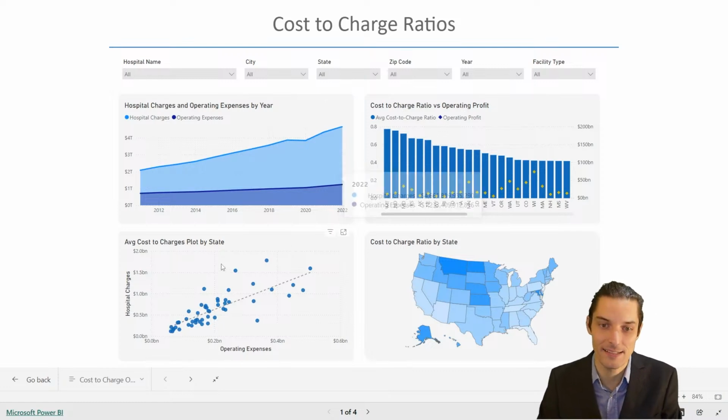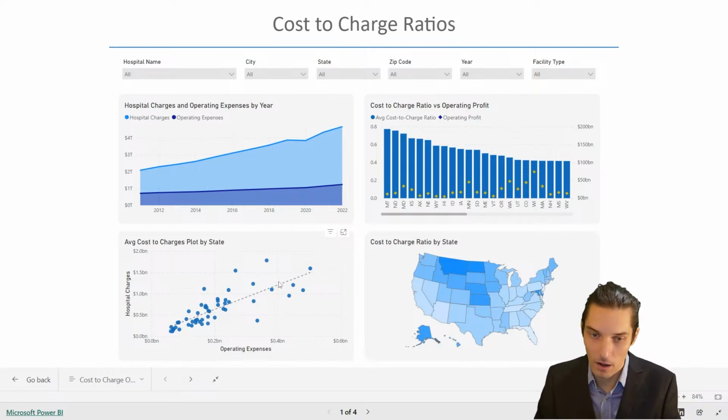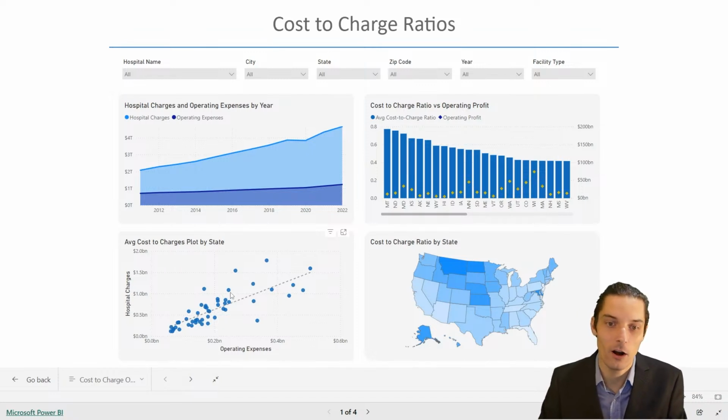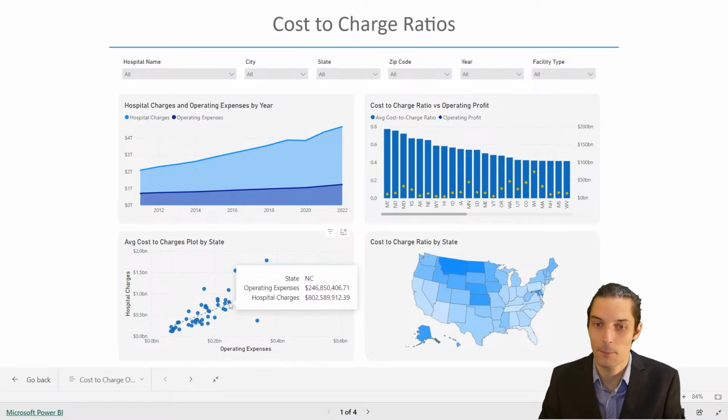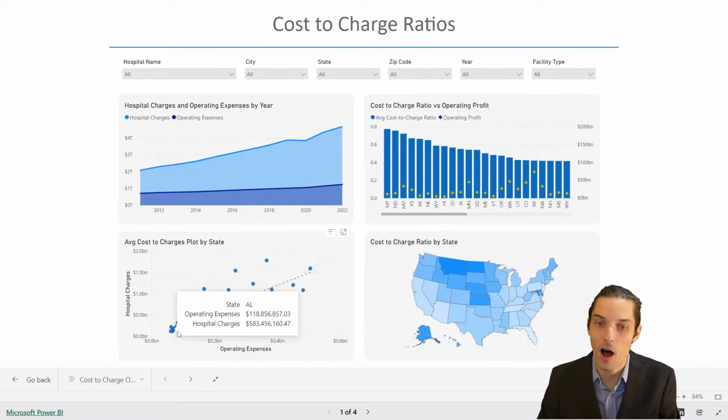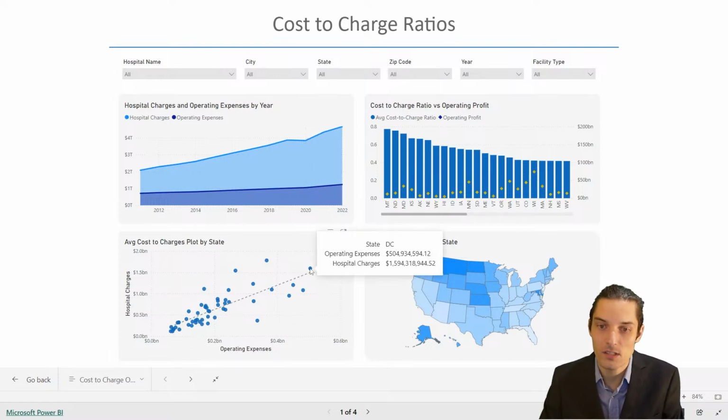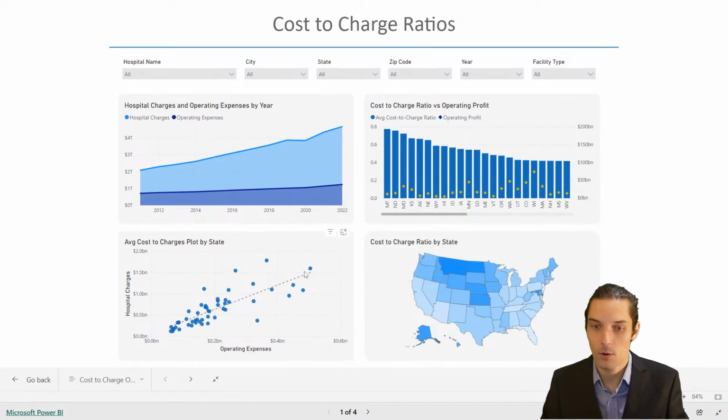We can also see this by state and understand that there are specific states that are within the trend of the cost to charge ratio on this plot below, and there are some that are way outside the cost to charge ratio trend. So for example, New Jersey has a lot higher hospital charge to operating expenses, to where you can see some are more in line here. For example, North Carolina is more in line with all the states in the trend.